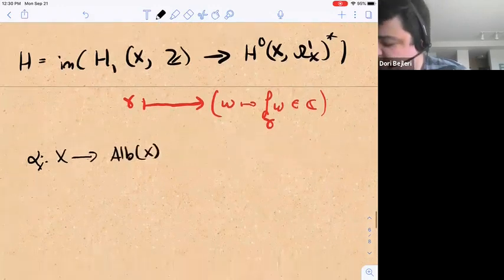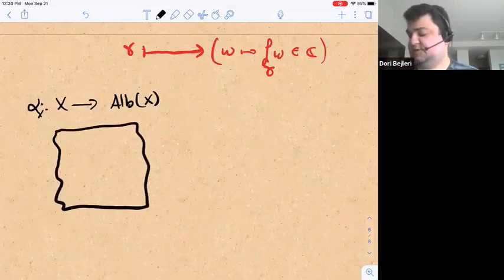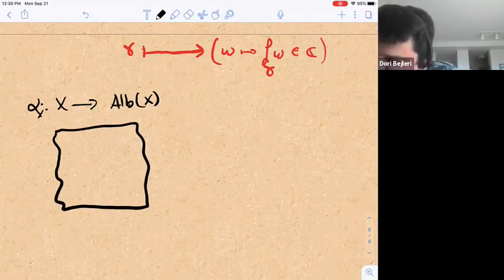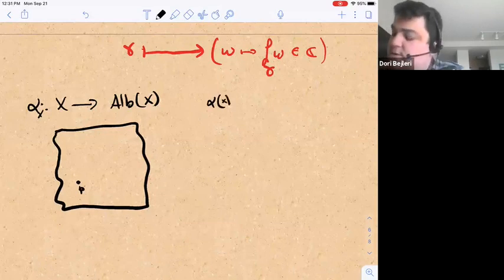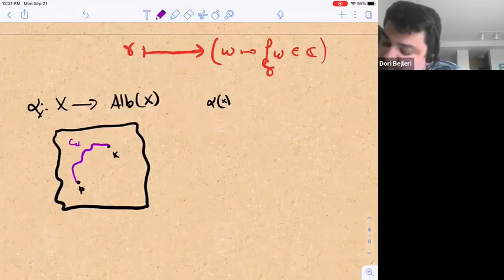I can just draw a picture. So pick a base point. This map will end up depending on the base point, and choosing different base points will correspond to translating on this Albanese. So let's pick a base point P, and then alpha of X is defined by picking some path C_X from this point P to this point X.